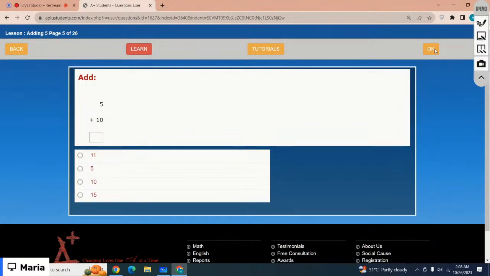The correct option is 15. 10 plus 5 makes 15. Very good. The correct option is 15.